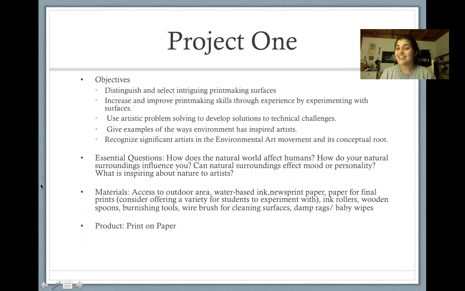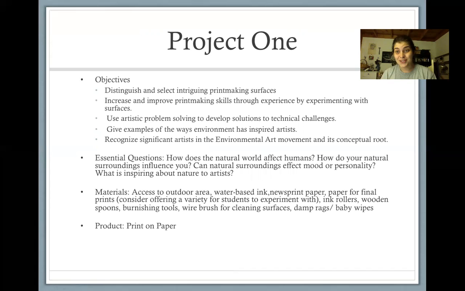So for project 1, this was my lesson plan that I uploaded with nature-based print. There's an interdisciplinary science focus here where the students will be learning about the local environment and printing outdoors with a lot of technical challenges. And this is really going to introduce them to an overarching theme of process as it relates to product, that one is not necessarily better than the other and both have benefits in art. So the essential question here is, how does the natural world affect humans? How do your natural surroundings influence you? Can the environment influence or dictate your identity?